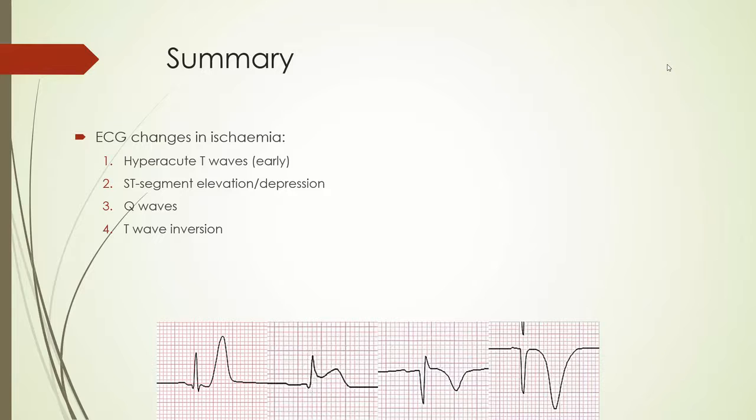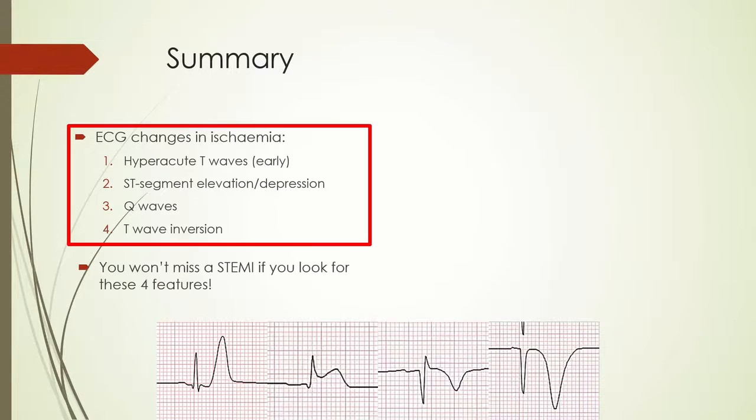That brings us to the end of this talk. Just to summarize, these are the changes you need to look for: hyperacute T waves, ST segment elevation or depression, Q waves, or T wave inversion. Okay, and what I hope you've noticed is that if you look for these 4 things, you won't miss a STEMI. Even in the more subtle or unusual cases, at least one of these features will be present. So if you check every lead for these 4 things, you're not going to be missing anything on that ECG.